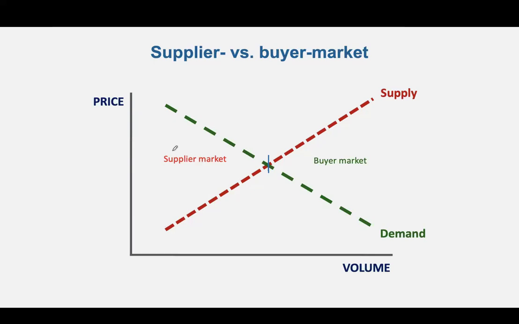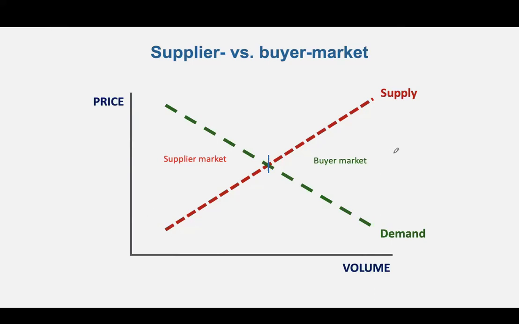So therefore, suppliers find it more lucrative because they know that demand is high. And this type of scenario is very conducive to suppliers because they would bring more product to the market to take advantage of this demand which is higher than supply.